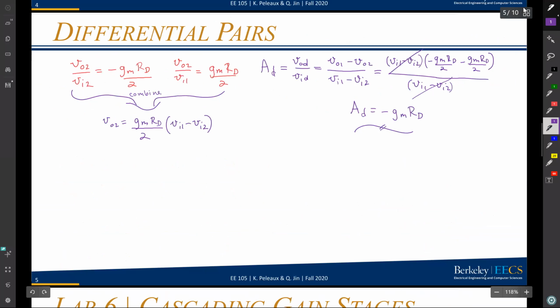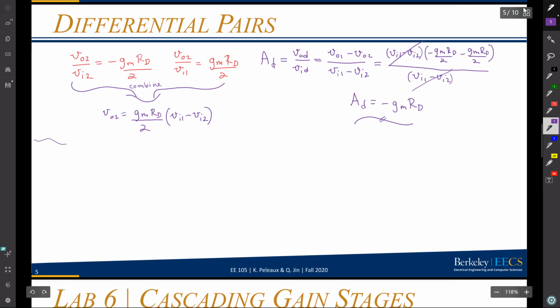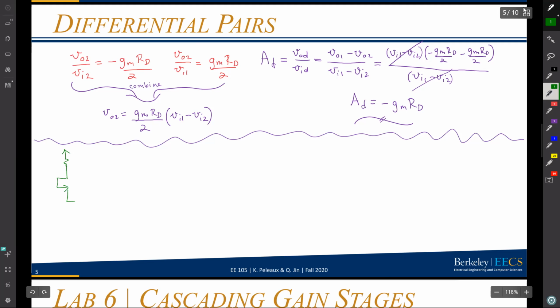Another way, even if we have matched RDs, is if instead of using an ideal current source, another very common way of biasing is to use what's called a tail resistance. So rather than a current source, I'm just going to have some resistor here. And this now looks a little more like the bias networks we've seen, where we add a resistance to either the emitter or the source, and then we have a resistance on the drain.